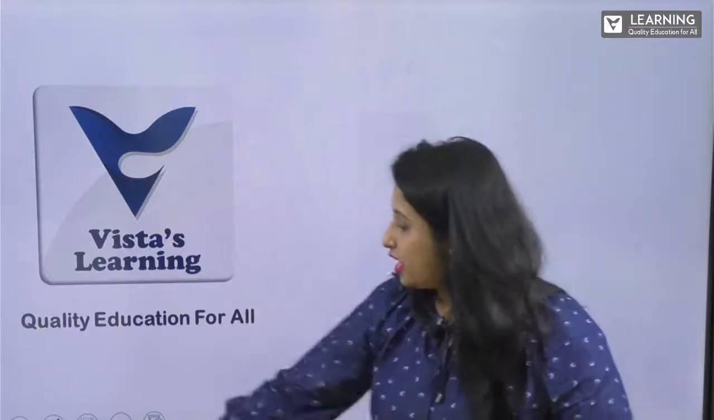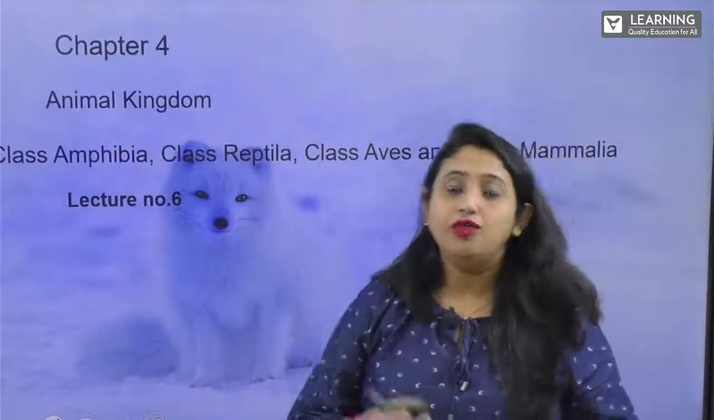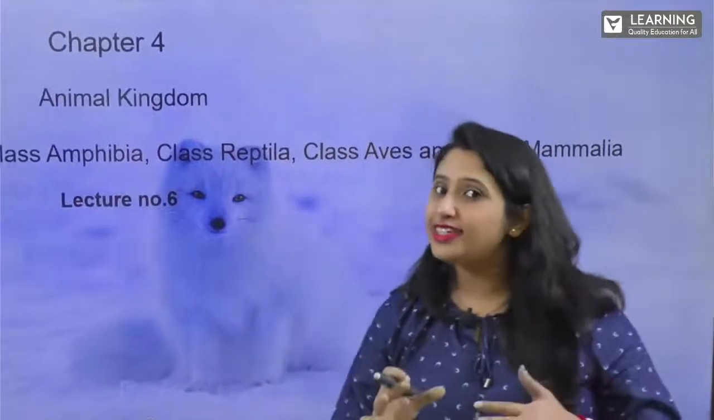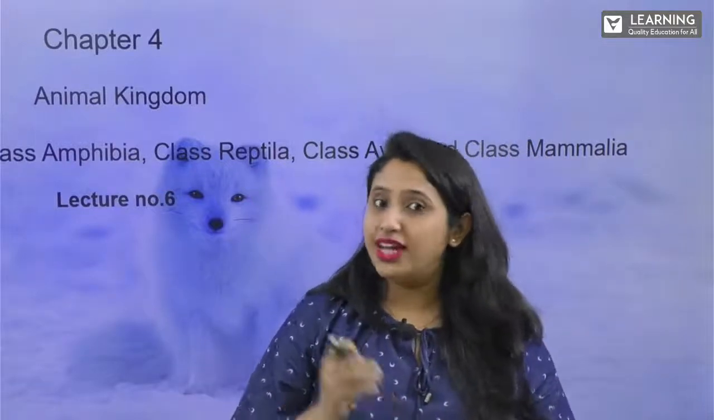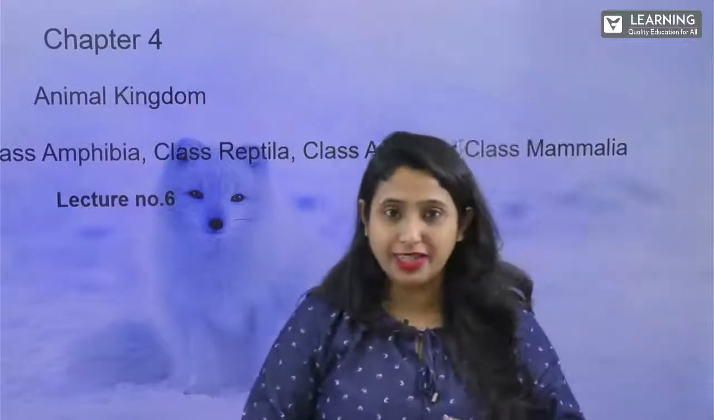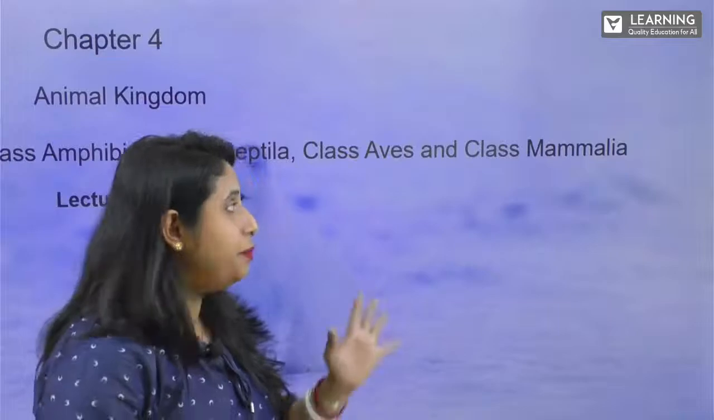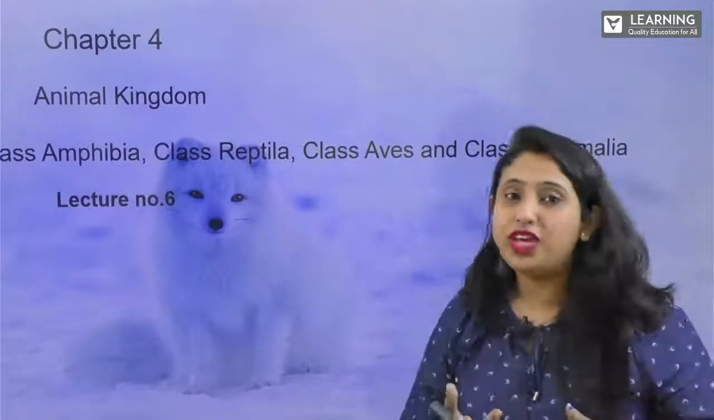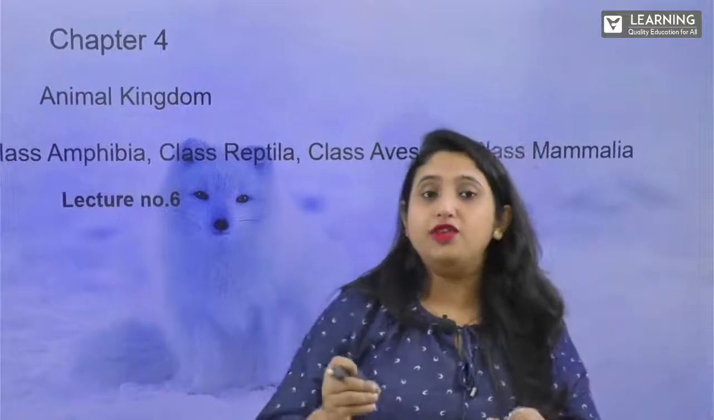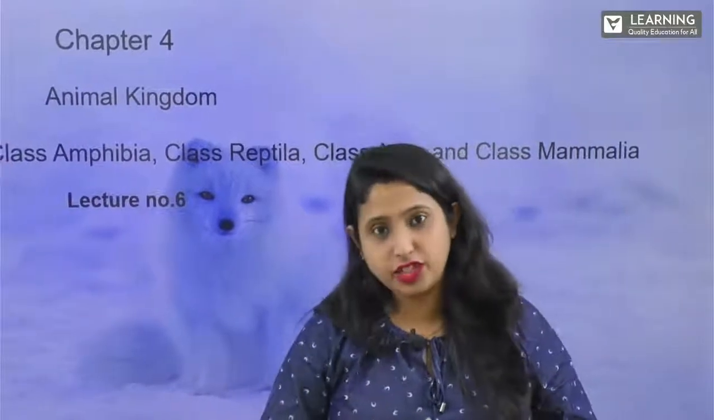So in our previous class, we have completed your vertebrates, right? And also we have learned about class Pisces, isn't it? So in today's class, we are going to cover this, this is your last topic of chapter 4, that is animal kingdom. We are going to learn about class Amphibia, class Reptilia, class Aves, and class Mammalia, right? So in the previous class, we have learned about all the fishes, right? You have seen the cyclostomata, and also you have seen the various fishes and all their characteristics, right?